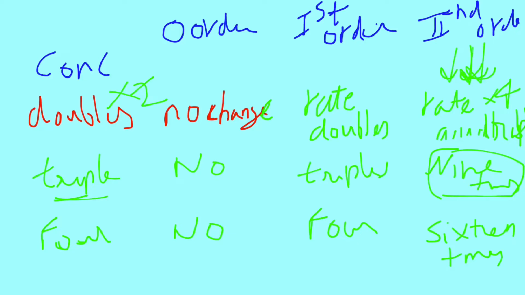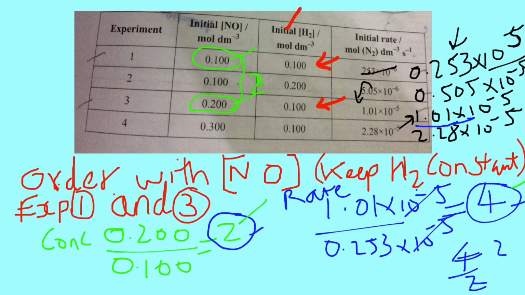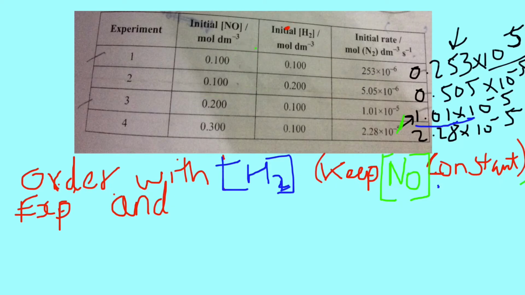Okay. As we have done for NO, keeping H2 constant, we have to do a similar thing by keeping our NO constant and doubling or tripling H2. So let's find out and we will solve this. Now they have asked the order with respect to H2, so we have to keep NO constant. So for this we have to choose an experimental value where NO is the same. So let's see what we can choose.